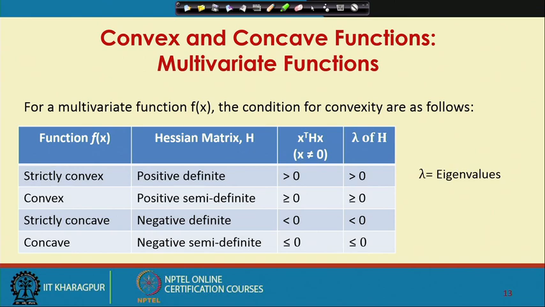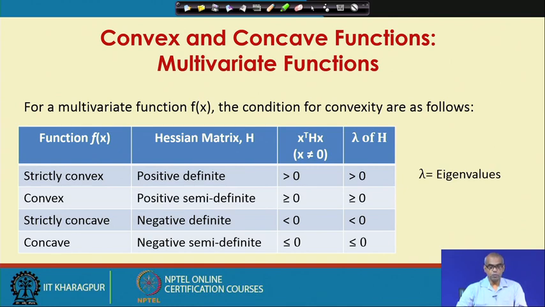How do you determine convex and concave functions when we talk about multivariable functions? For a multivariate function f(x), the conditions of convexity are as follows. For a multivariable function, you first determine the Hessian matrix. If the Hessian matrix is positive definite, the function is strictly convex.